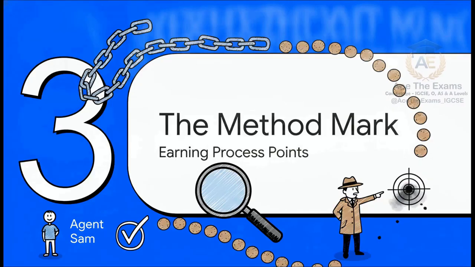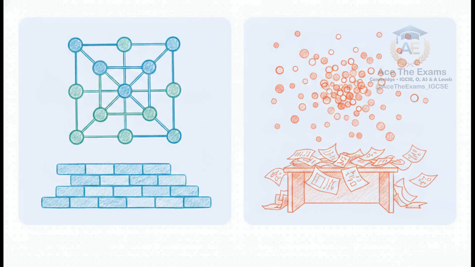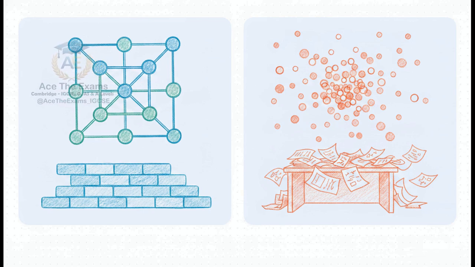Let's keep the momentum going into Section 3, Mastering the Method Mark, Earning Points for Process. In the unforgiving forensic world of Cambridge grading, the method mark is your absolute chain of custody. Think about this carefully. Even if the final suspect completely evades capture, meaning, say, you make a tiny, frustrating arithmetic error right at the very end of a page-long calculation, you can actually still secure the vast majority of the points. But that only happens if your investigative process is flawlessly documented.